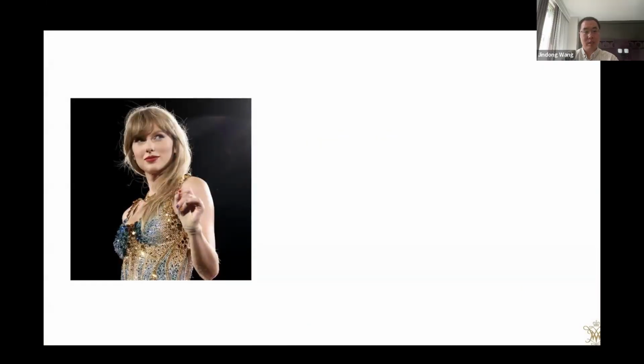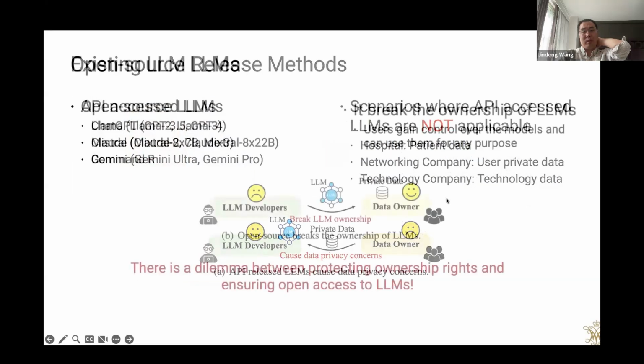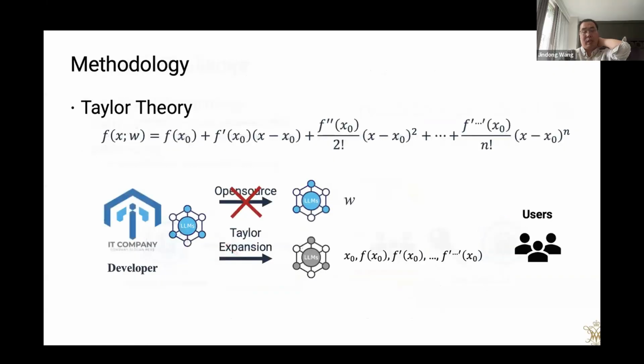Okay, you should know her, right? Nobody actually knows the connection between Taylor Swift and privacy protection. But here's a paper called Taylor on Swift, about a secure way to release large language models via Taylor expansion. They use Taylor expansion. This Taylor is not this Taylor, right? This Taylor is the famous mathematician called Taylor, and they use Taylor expansion. So they titled their paper Taylor on Swift, so you can directly draw some links between this Taylor and this Taylor. That's the paper we're covering in this talk. You're welcome to read it.